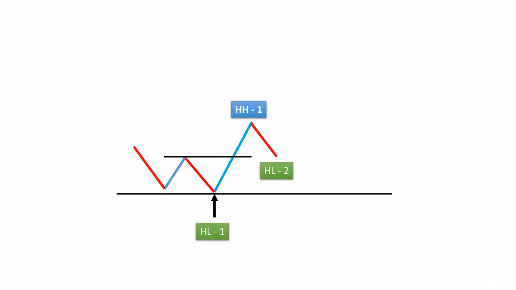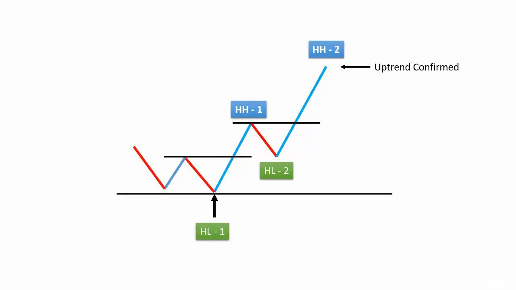To confirm the uptrend of the market, we need 1 more higher high to form. So if price goes up and breaks the higher high level 1 and creates a new top, then we will call this new top level higher high 2. Now that we have 2 higher highs and 2 higher lows in this price action chart, we are pretty much confirmed that the uptrend has begun.